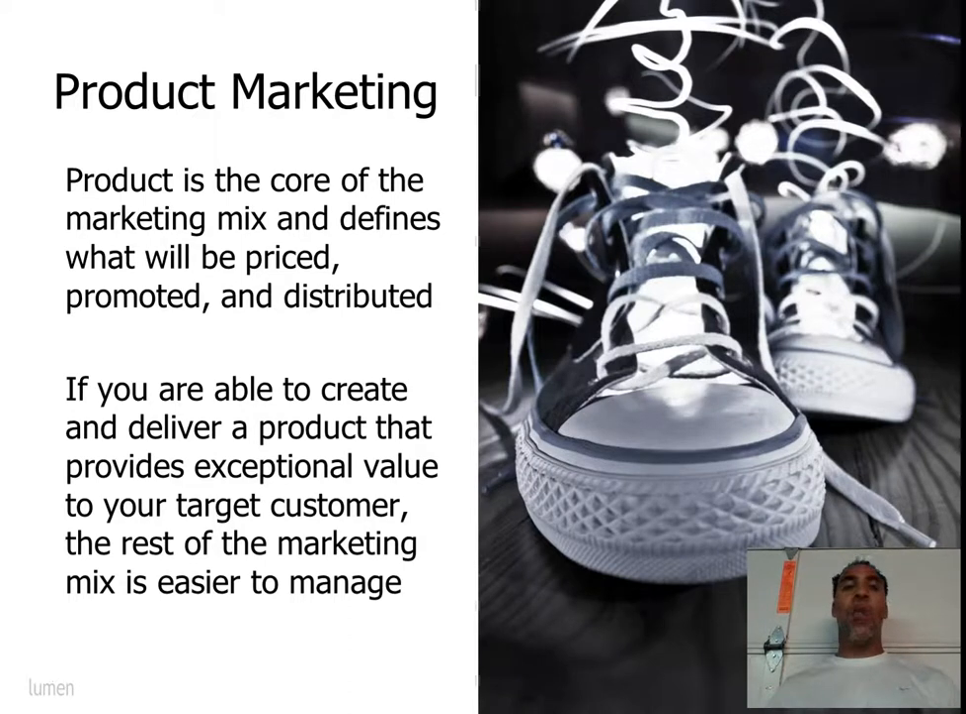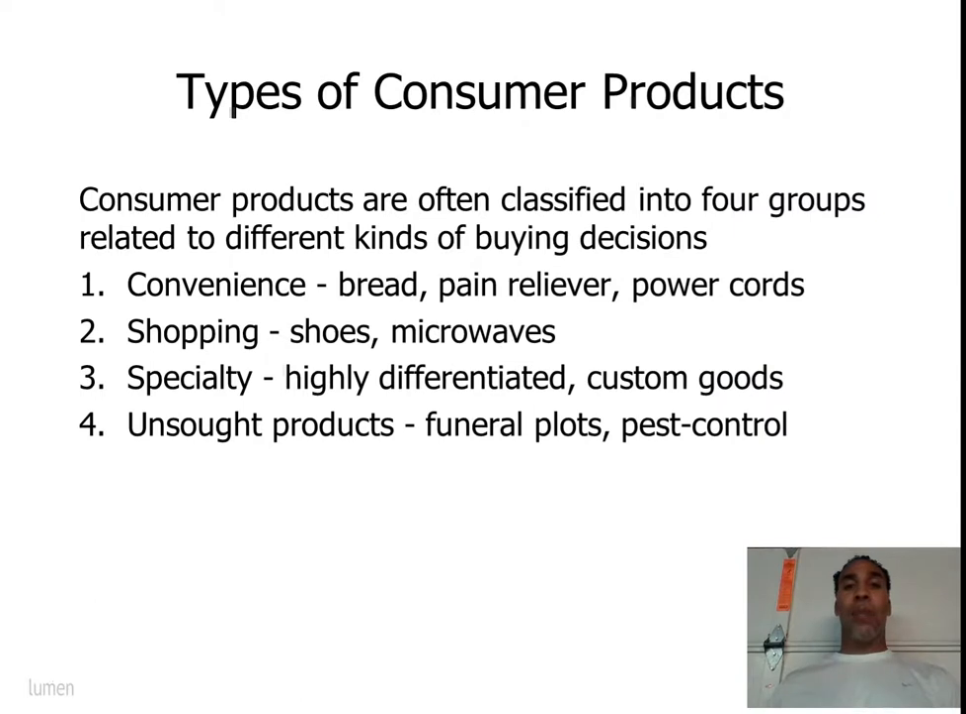Product marketing is a core marketing mix and defines what will be priced, promoted, and distributed, meaning the actual product. How much is it? How will you promote it? And then how will you actually distribute the product? If you're able to create and deliver a product that provides exceptional value to your target customer, the rest of the marketing mix is easier to manage. So if you give someone something that works, then it's a lot easier from there. But if you give somebody something that doesn't work, then it gets quite complicated.